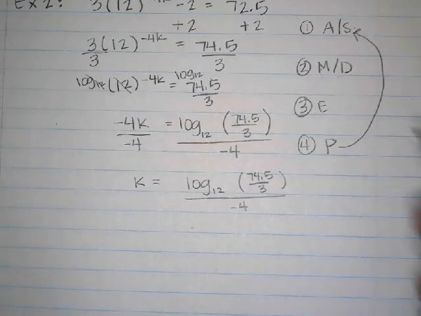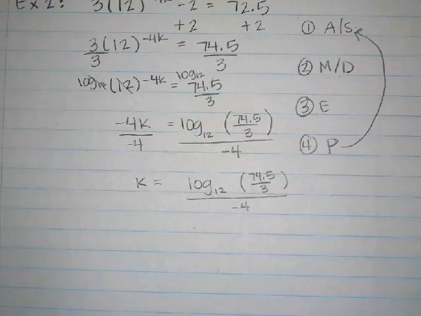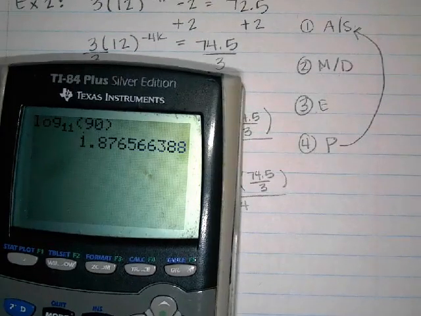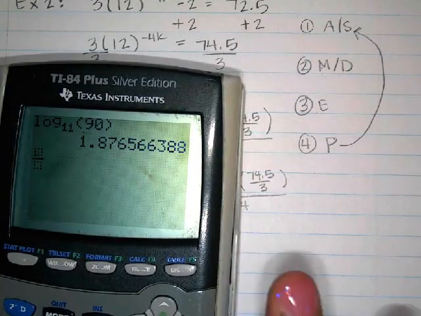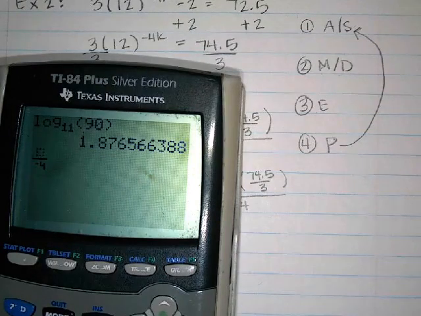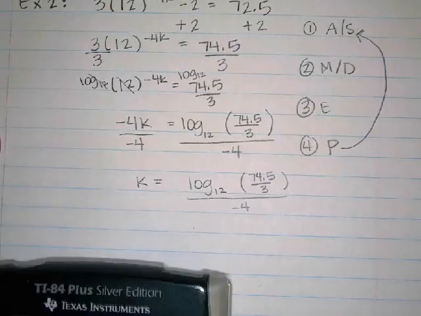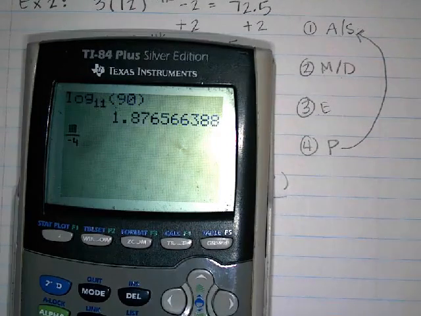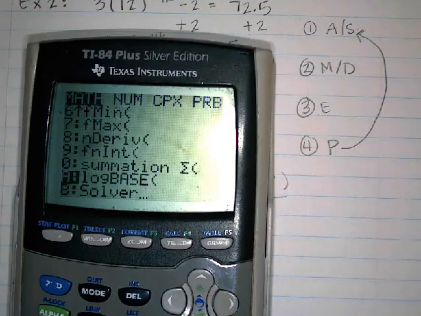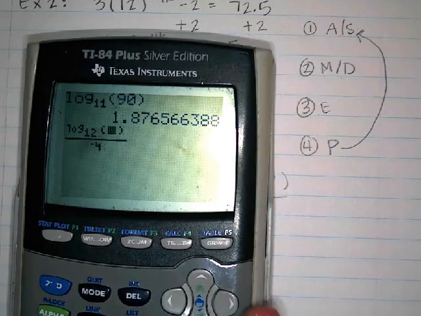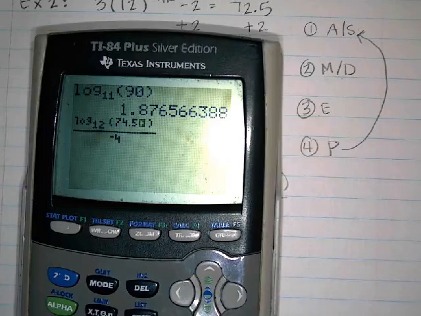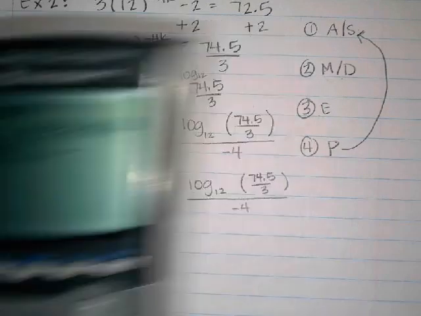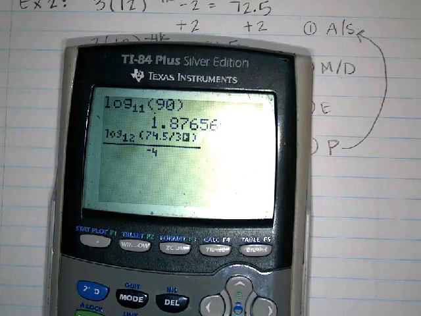Okay. So this is a fraction. How do I get a fraction on my calculator? Alpha y equals, okay, I got negative 4 on the bottom. How do I type in log base 12? Math, up, okay, log base 12, and then 74.5 divided by 3. You can type it in like a fraction or you can type it in like a division problem. Both of those will work. So I typed it in like a division problem, 74.5 divided by 3.